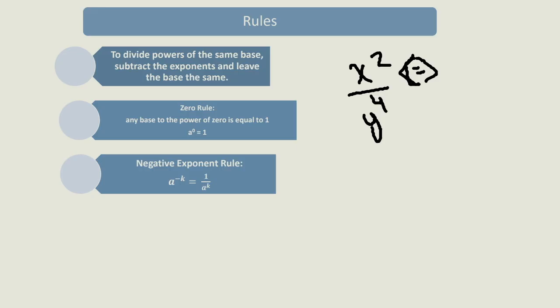These are equivalent. I could also write it as x squared y to the negative 4. Those are the same. So if I don't want to have a fraction, I can bring that y up, but if I'm going to do that, I have to flip that exponent. So that's a quick explanation of that rule.